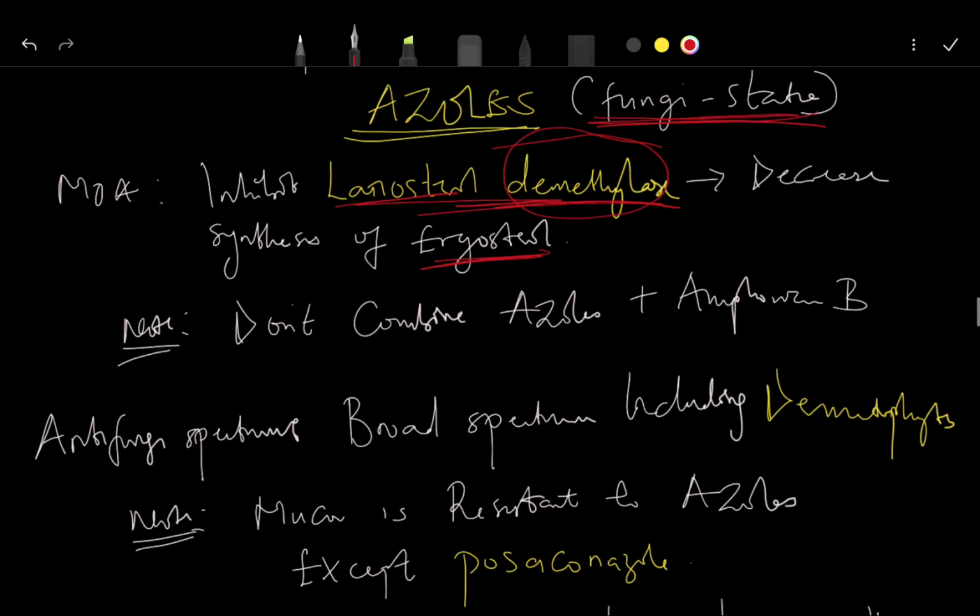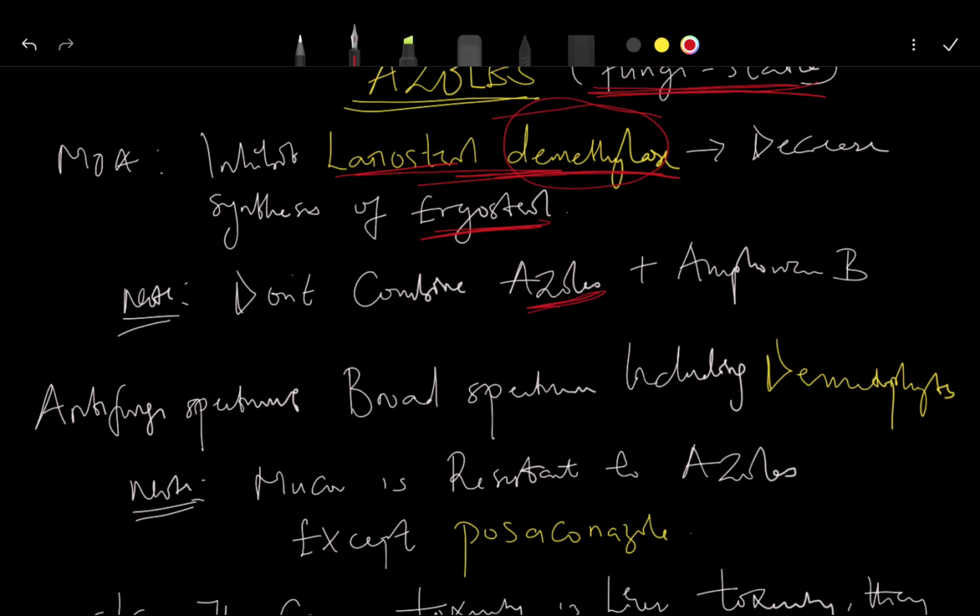Okay, so take note that you don't combine azoles with amphotericin B. Both of them are acting on the membrane, so combining them will not really give any beneficial effect. Okay, so you don't combine them. It is contraindicated to combine azoles and amphotericin B. Amphotericin B is working on already formed ergosterol. Azoles are inhibiting the synthesis of ergosterol. So if you inhibit the synthesis of ergosterol, amphotericin B will not have anything to work on. So we don't combine them, since both of them are acting at the membrane level.